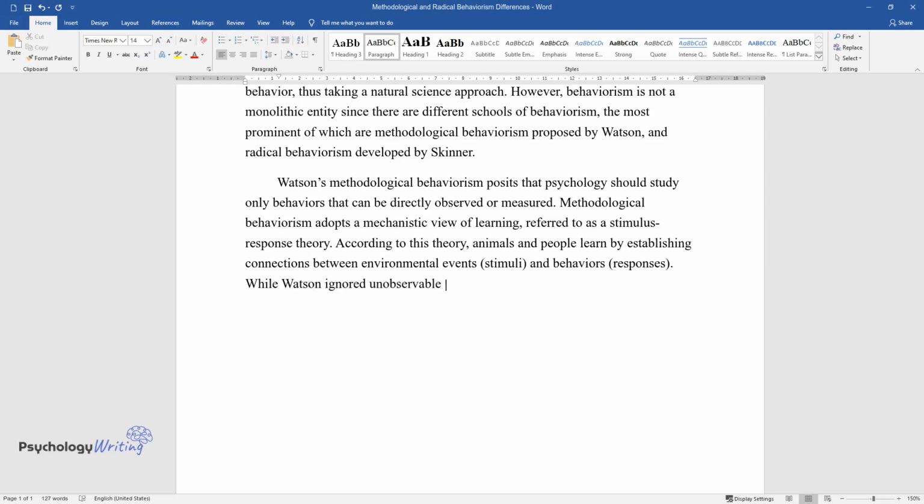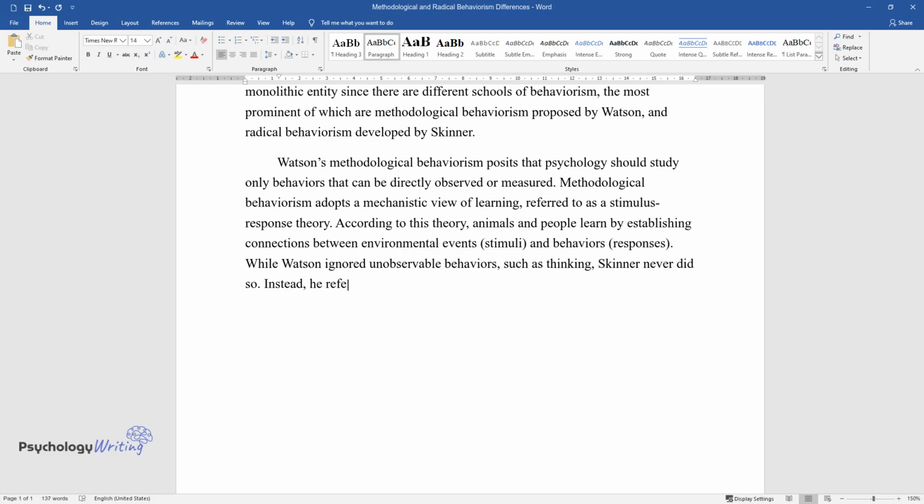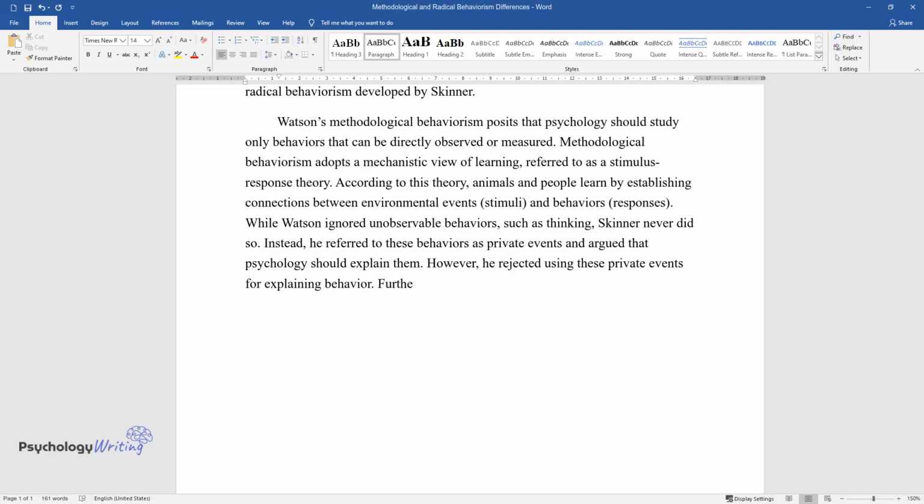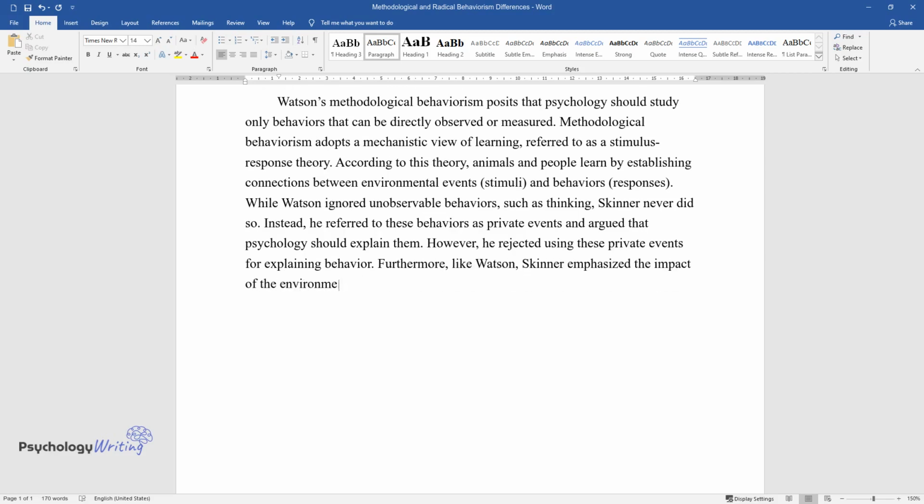While Watson ignored unobservable behaviors, such as thinking, Skinner never did so. Instead, he referred to these behaviors as private events and argued that psychology should explain them. However, he rejected using these private events for explaining behavior. Furthermore, like Watson, Skinner emphasized the impact of the environment on behavior.